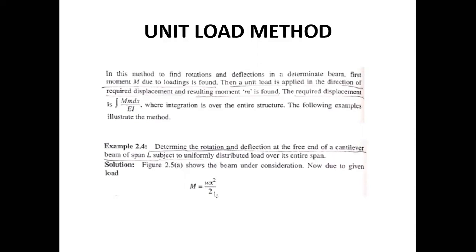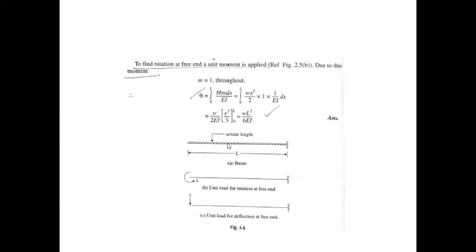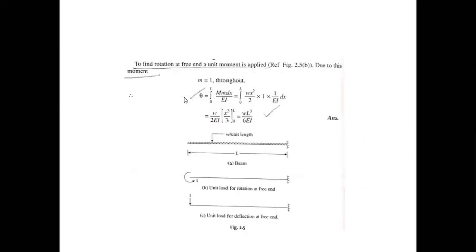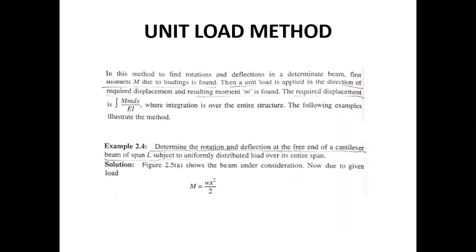So the present loading is W. We'll calculate the moment at any section, that will be W multiplied by X multiplied by the distance, that is X by 2. So it will be W X square by 2. This is the moment, W X square by 2. The small m, I told you, is the moment due to the unit load. So we'll consider a unit load in this beam. Due to this unit load, if the load is 1, we'll simply put the value over here.